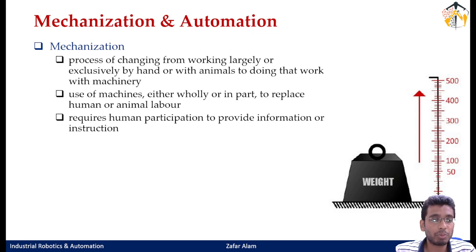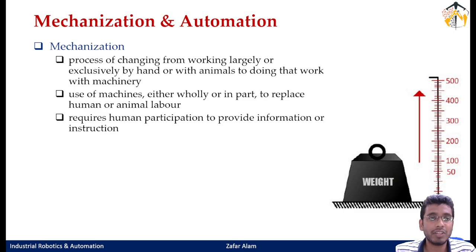And again, the third point, it still requires some human participation to provide information or the instruction. So where does the third point fit in? Now suppose, as I told you in the example, there is a requirement that you lift this weight up to a height of 5 meters. The moment it reaches 5 meters, then you have to put it down and again continue that cycle for 10 cycles, for example. Continue this process for 10 cycles.